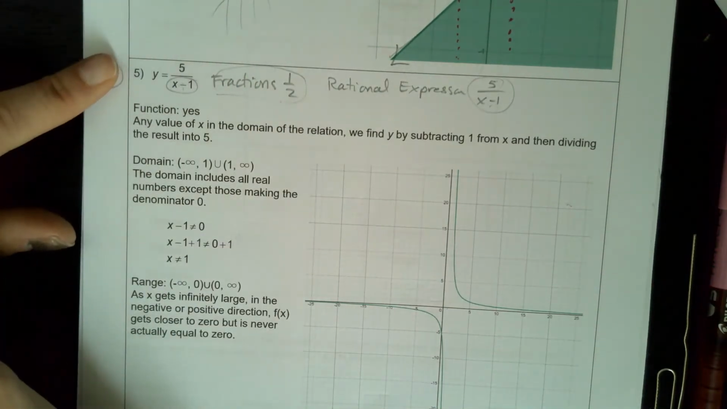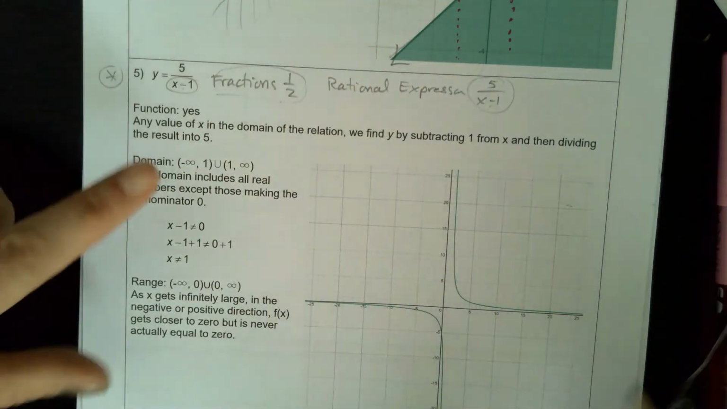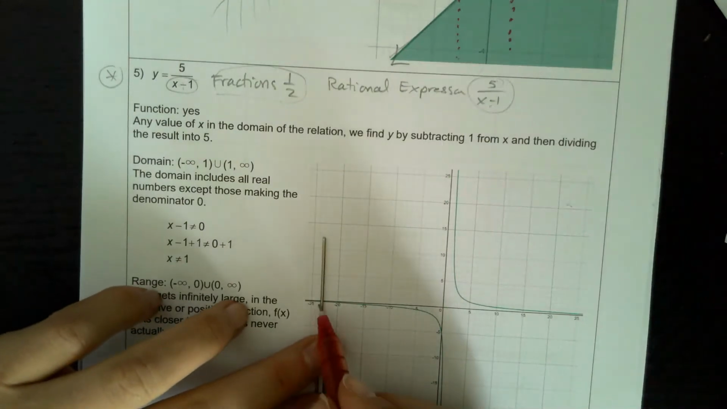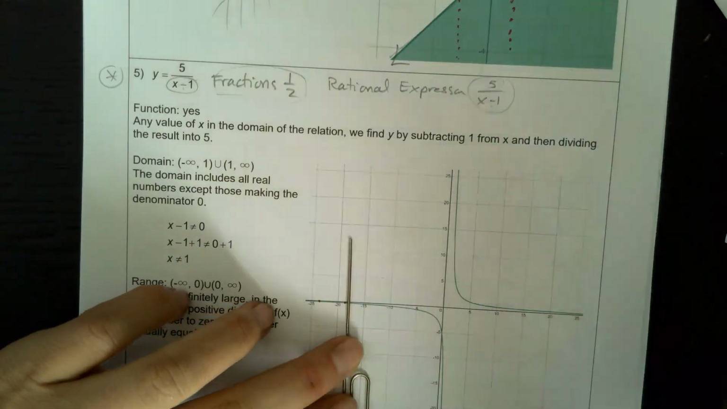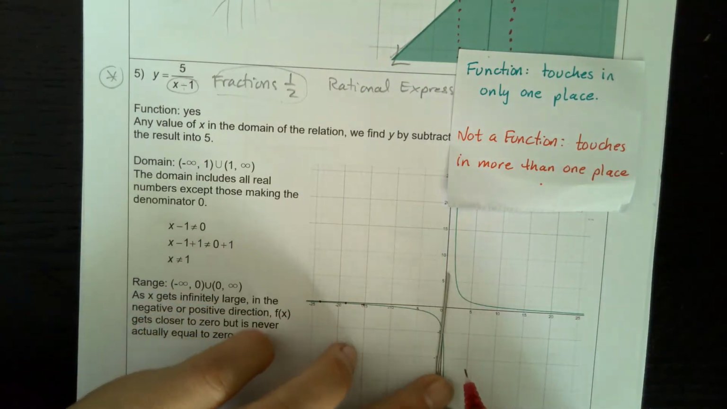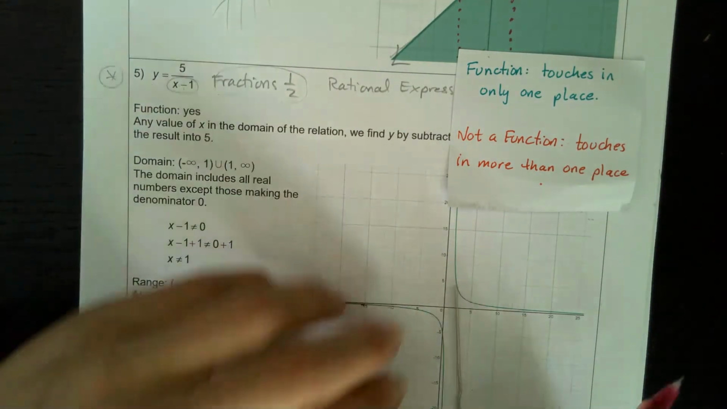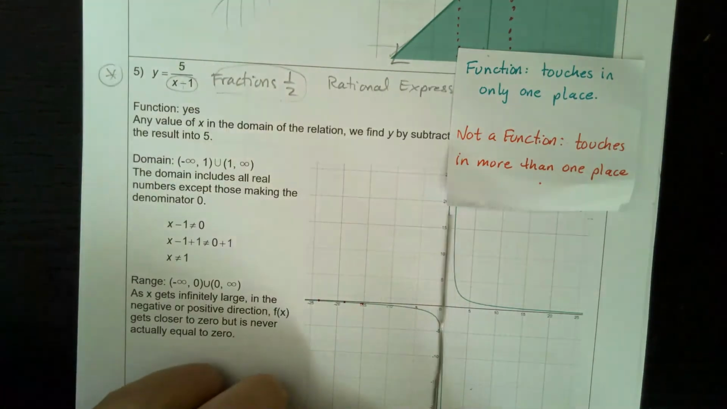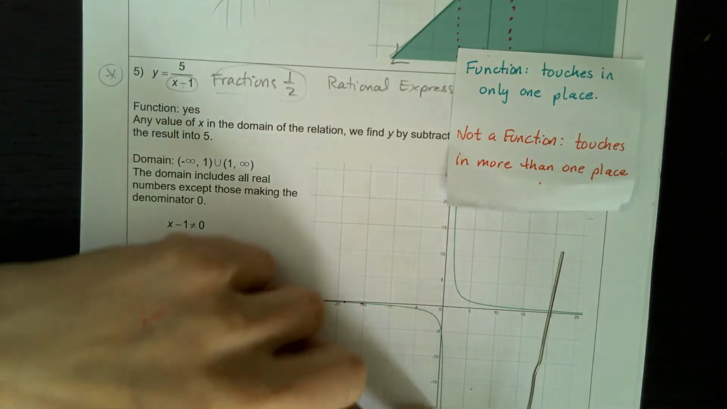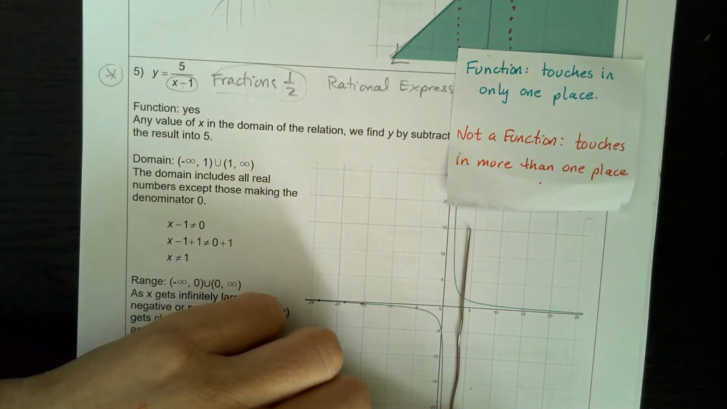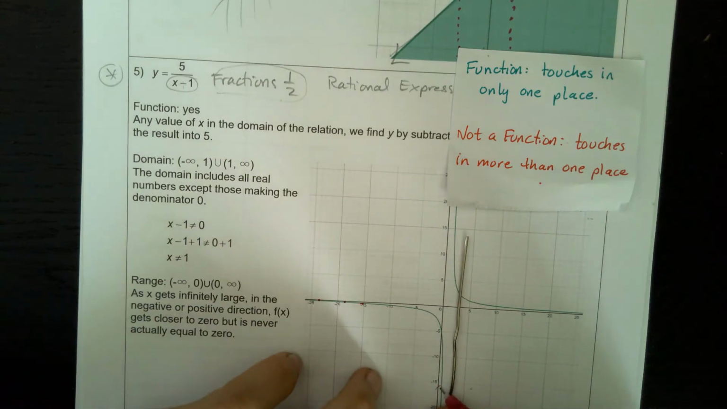Okay? So let's first check to see if it's a function. It says yes. Let's check. If I go like this, it touches in one place, one place, one place, one place. Down here, my paper clip's not long enough. Let's make my paper clip longer. It looks like this is on one side and this is kind of further, so it's not touching in two places. It's only one place.